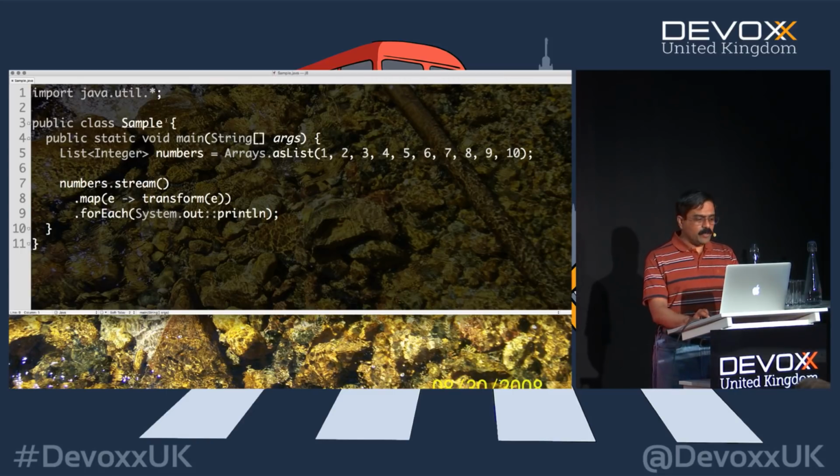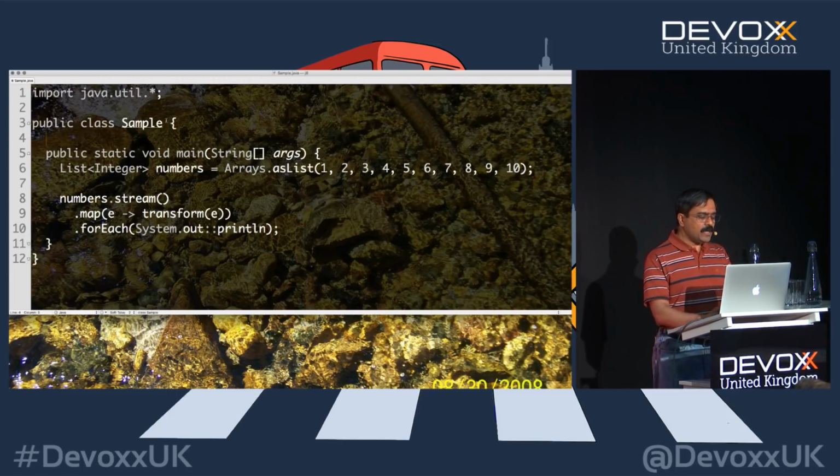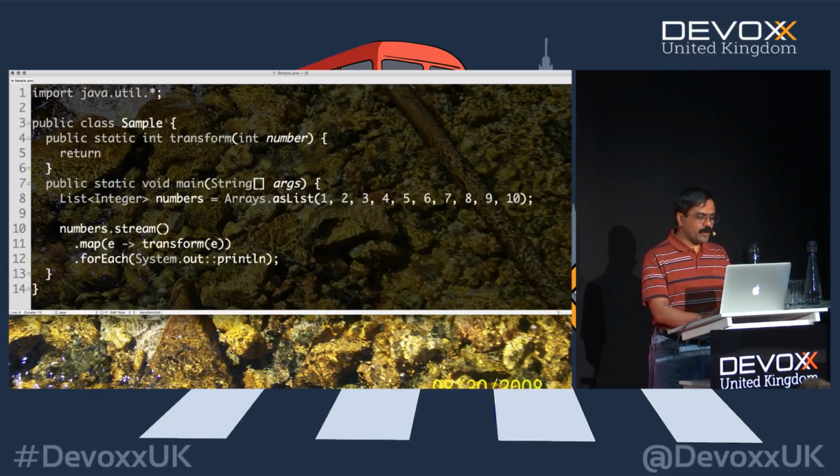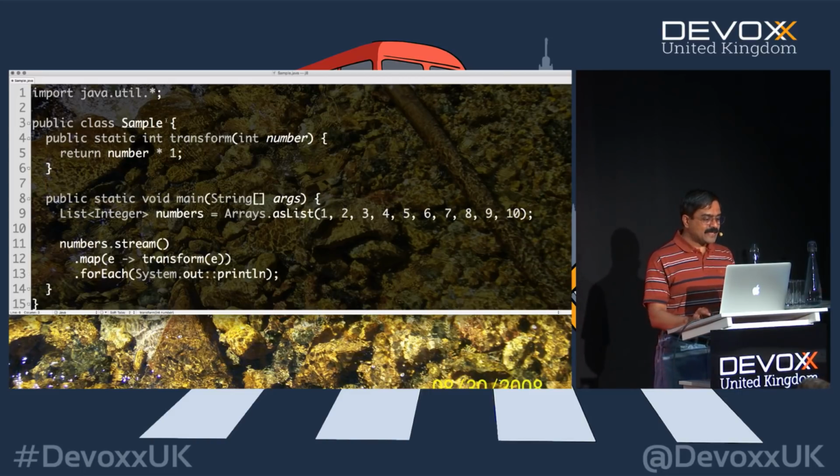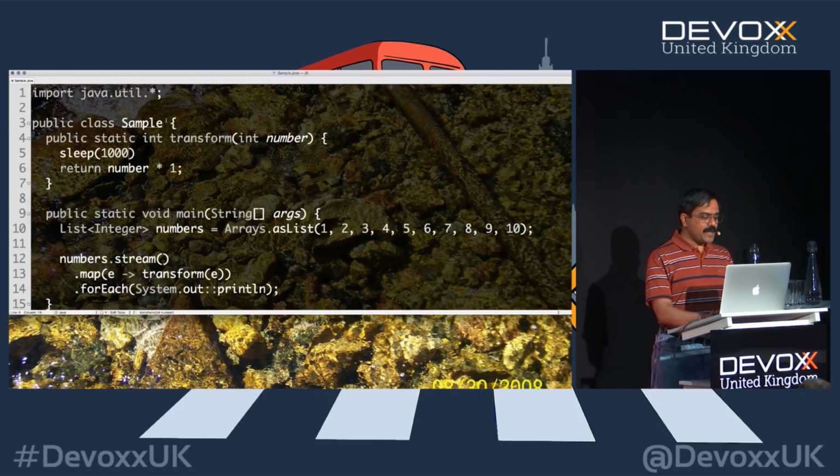Now, in this example, we're going to execute the transform method. Let's take a look at what the transform method is going to do. I'm going to keep it extremely trivial so that we don't spend too much time figuring out what the code is doing. So we will simply return, for really no good purpose, the number times one. It's really not doing much transformation at all, except that I'm going to call a sleep method right here for about a second delay.